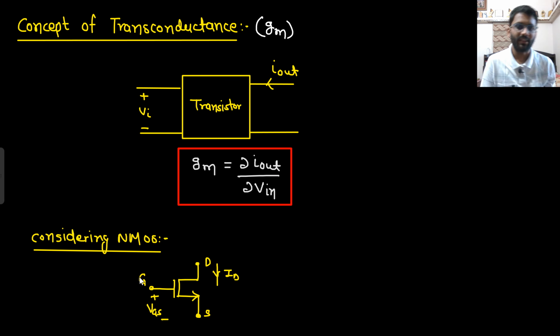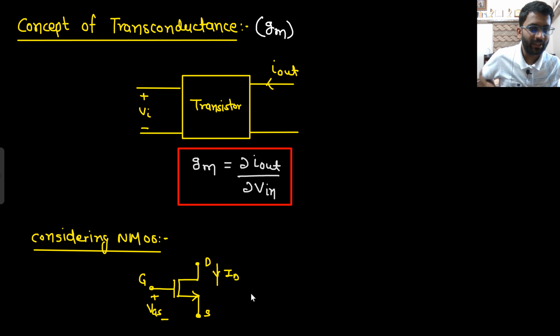I hope you people are fine with that. So the change in output current with respect to the change in input voltage, that is known as transconductance. And more GM means more output current, and more output current means more gain. So let's consider an NMOS.